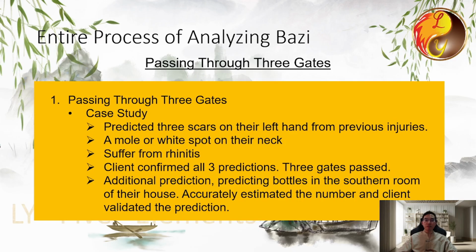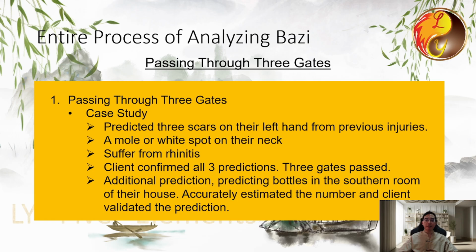Let me share a case with you. After plotting the Bazi chart for the client based on their birth date, I told them that they have 3 scars on their left hand from previous injuries. The client confirmed that while they didn't have a major scar, they did have small ones. This aligned with my prediction that their Bazi indicates a tendency towards hand and foot injuries. So that was 1 gate passed.